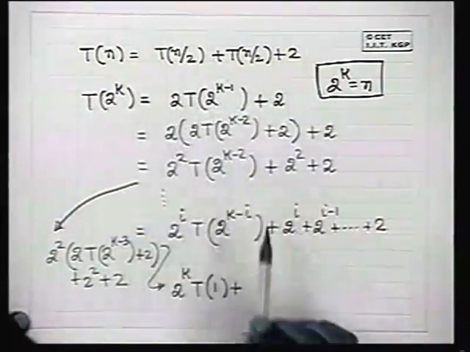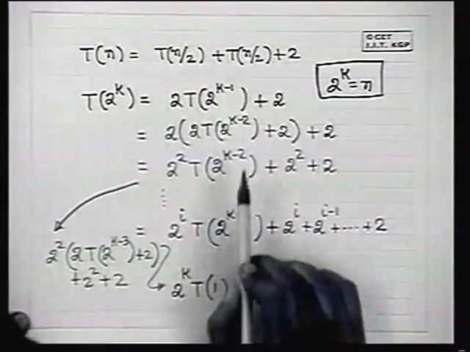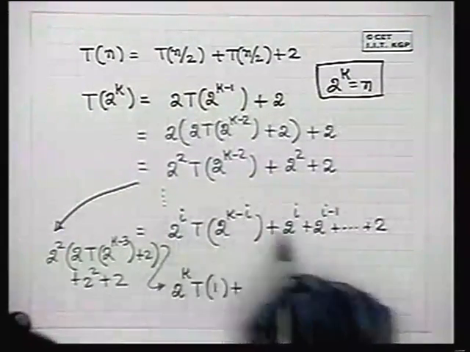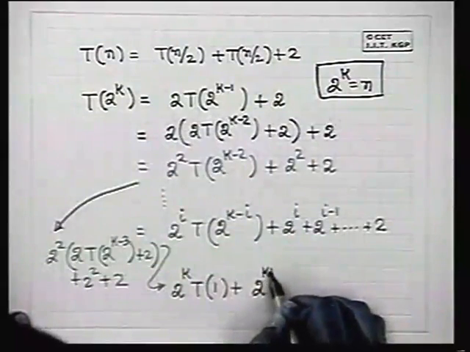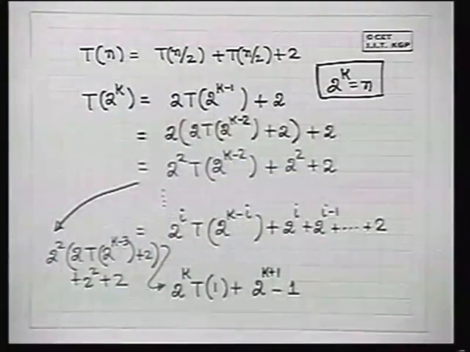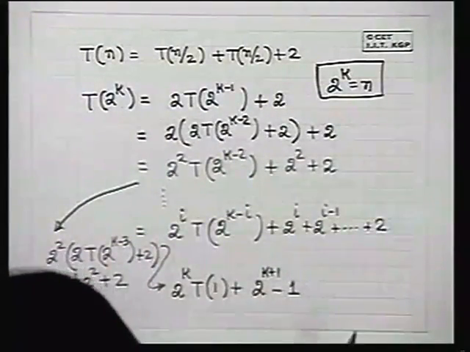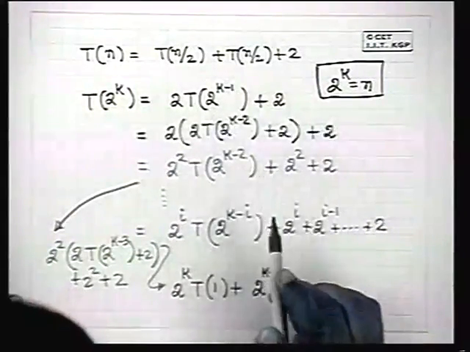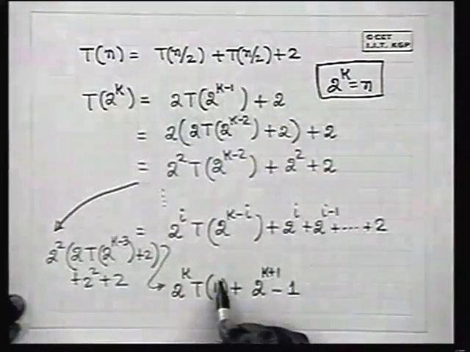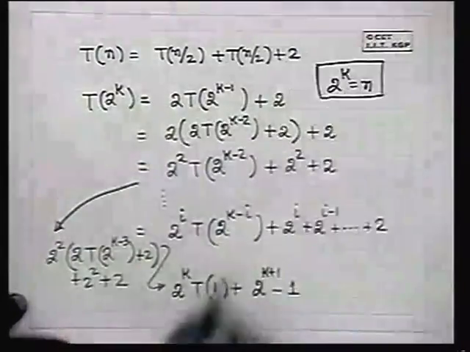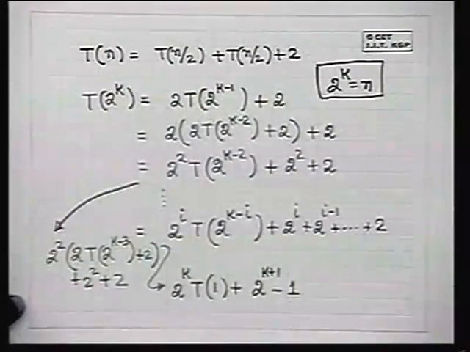Have I made a mistake somewhere? One minute. If this sums up, it will come 2 to the power k plus 1 minus 1, isn't it? I think I have made a mistake somewhere. No, T1 is equal to 0, you can cut it out. That's all right. But this equation was Tn1 plus Tn2, that's fine. I think I have made a mistake somewhere.